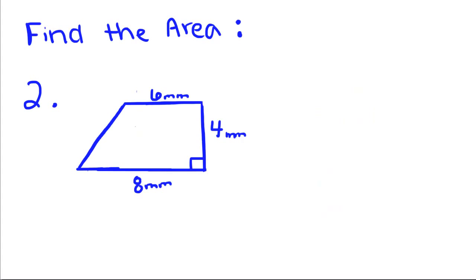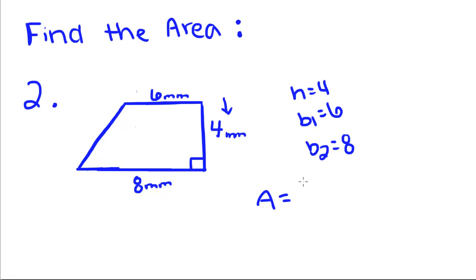So this trapezoid is a little bit different. The leg of this trapezoid just happens to be perpendicular to this base. So we don't have to draw in a height because this is already our height. So h is equal to 4, base 1 is equal to 6, base 2 is equal to 8. So even though we don't have to draw in a height, our area formula is going to be the exact same. 1/2 (b1 + b2) times 4.